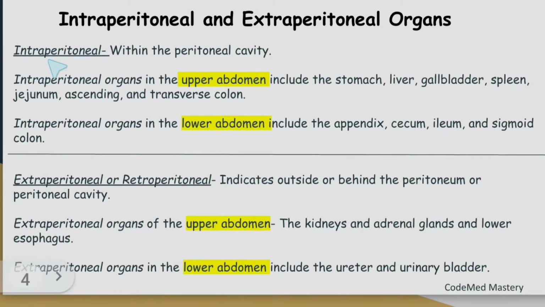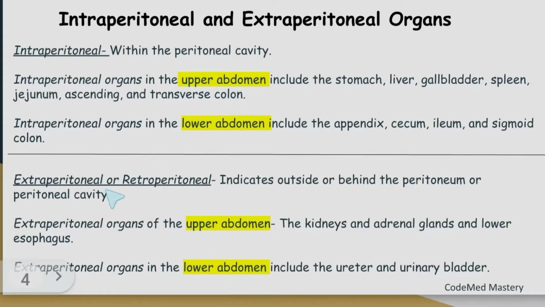Let us start with intraperitoneal organs. So, they are located within the peritoneal cavity. Intraperitoneal organs in the upper abdomen include stomach, liver, gallbladder, spleen, jejunum, ascending colon and transverse colon. And intraperitoneal organs in the lower abdomen include appendix, cecum, ileum and sigmoid colon.